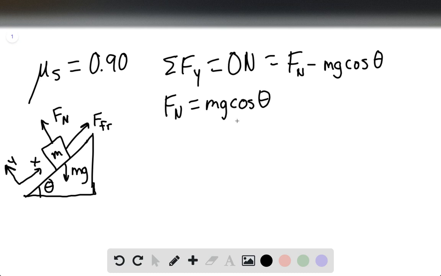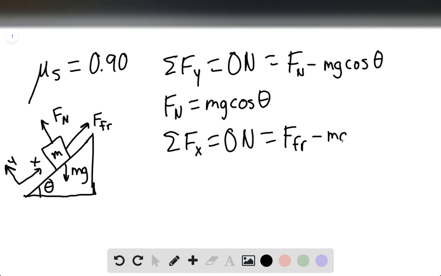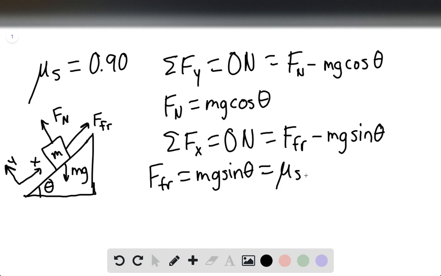And at this point, we can say that the sum of forces in the x direction equals 0, because we're trying to make this car stay in place. So we can say that this is equaling force of friction minus the x component of gravity, so mg sine of theta. So we can say that force of friction equals mg sine of theta, and this is going to be equal to mu static F_N, or we can say mu static mg cosine of theta.